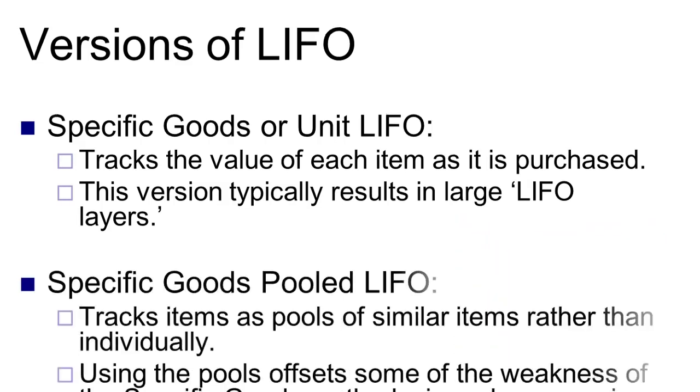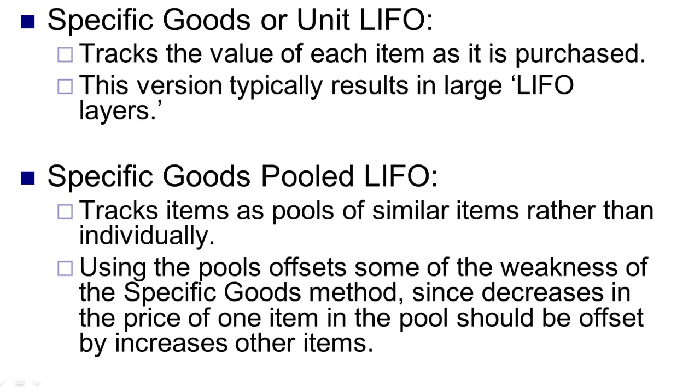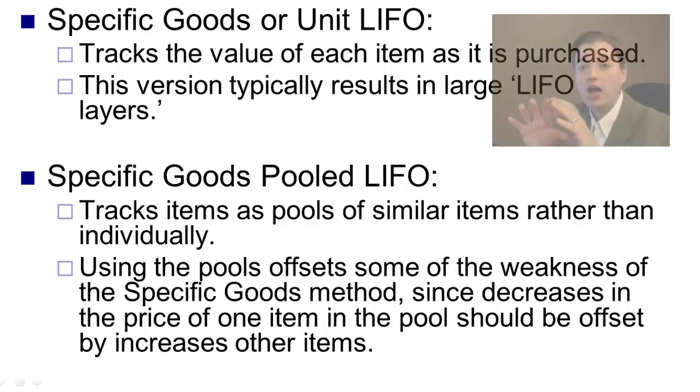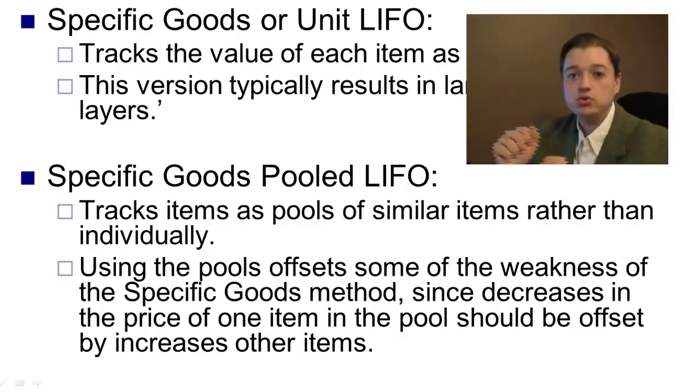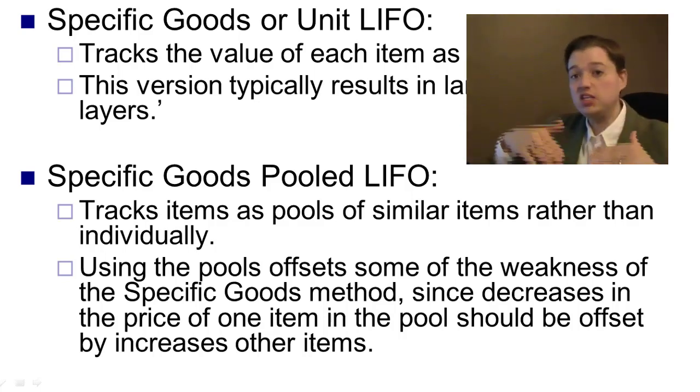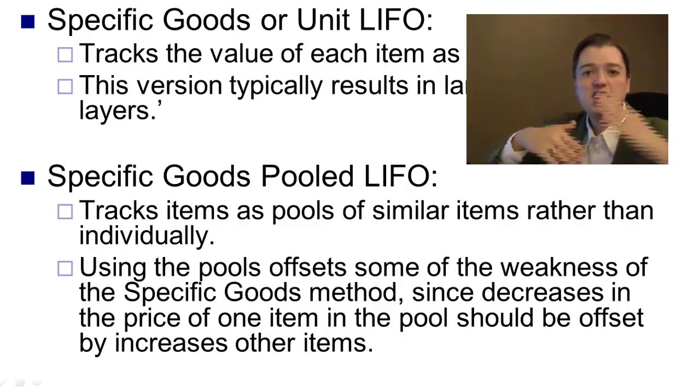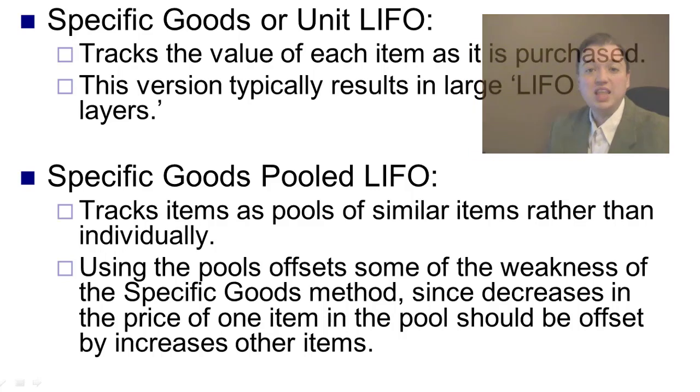In order to kind of offset that, we came up with specific goods pooled LIFO. This is where we keep track of groups instead of individual items. So all of our hiking boots, all of our gym shoes, all of our t-shirts, all of our more formal shirts or polos, etc., they get grouped together. And the idea is, if I treat all of my shirts together, or all of my shoes together, then as the different prices fluctuate, this one goes up but that one goes down with sales, then they offset and I don't get these big pools or layers.